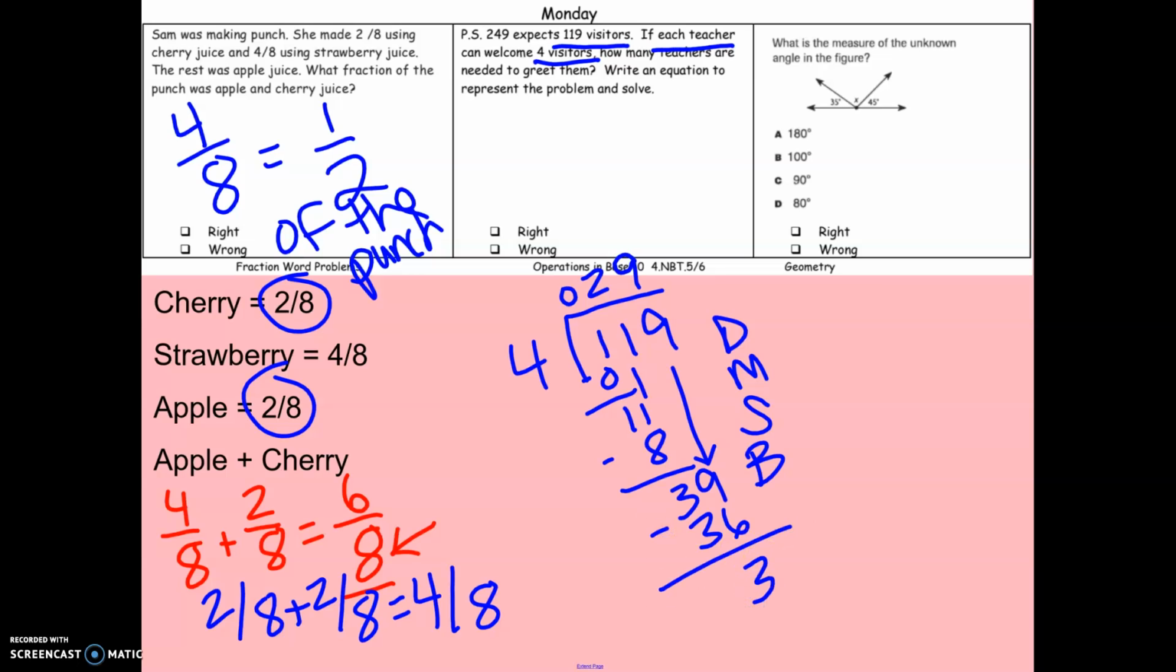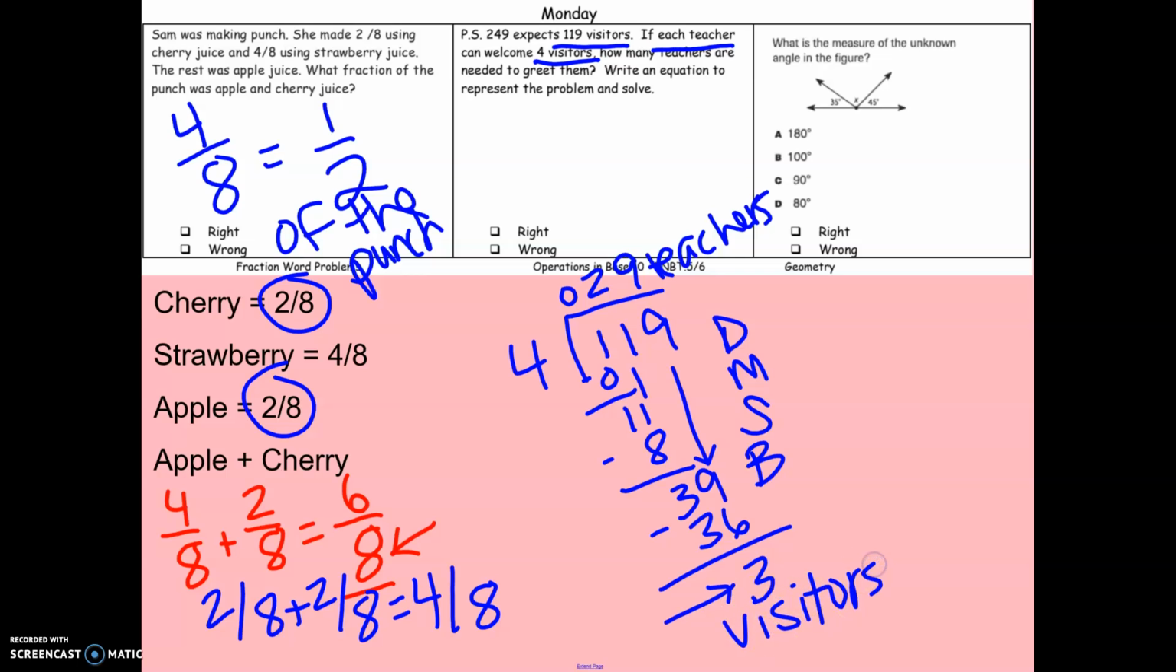Now we have to figure out what these numbers mean. So it looks like our quotient is 29. We have a remainder of 3. Let's read the problem again. If each teacher can welcome 4 visitors, how many teachers are needed to greet them? So it looks like we'll need 29 teachers, but there's going to be 3 visitors left over.